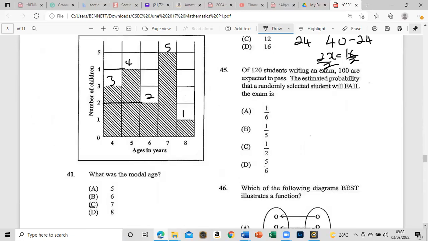Alright, 45. Of 120 students who wrote an exam, 100 students are expected to pass. The estimated probability that a randomly selected student will fail the exam is, if 100 are expected to pass, that leaves 20 expected to fail over the total. So this cancels this, that's dividing by 10. This gives us 1 over 6. So that's A.